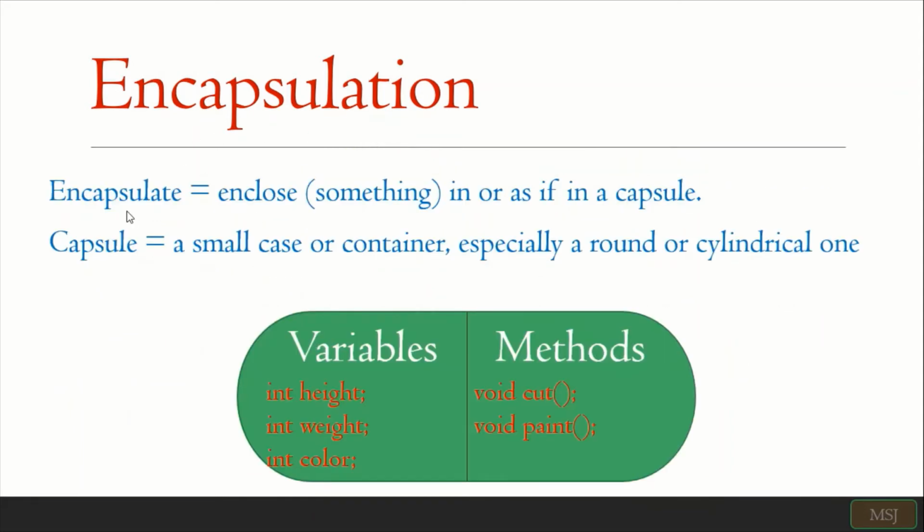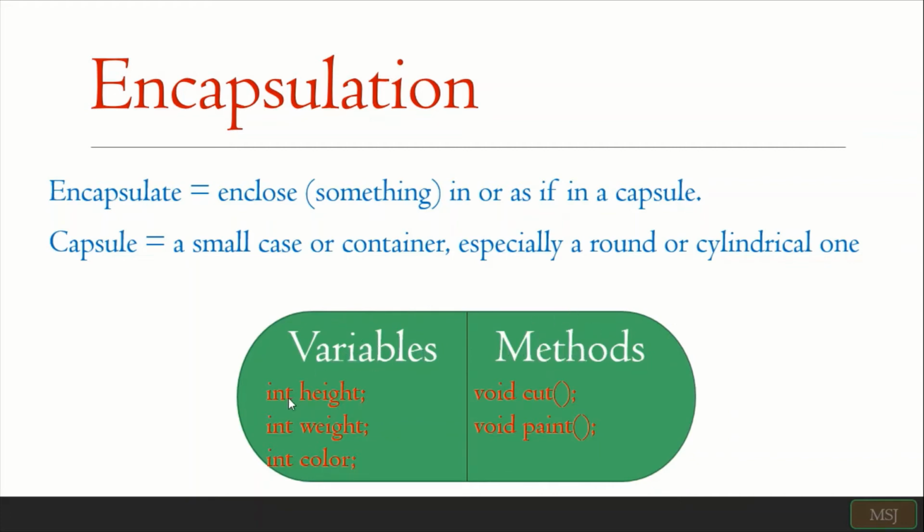Now, this is the meaning of the words I wrote here. Encapsulate means enclose something in or as if in a capsule. What is a capsule? A small case, especially a round or cylindrical one. To understand the concept, I drew one capsule-like shape. Then, what is inside this capsule? Encapsulation means attributes and operations. Remember, I'm using these words interchangeably. Attributes means variables. Operations means methods.